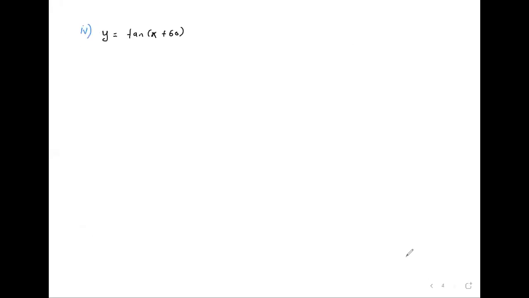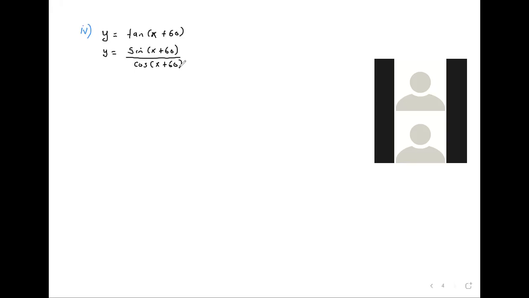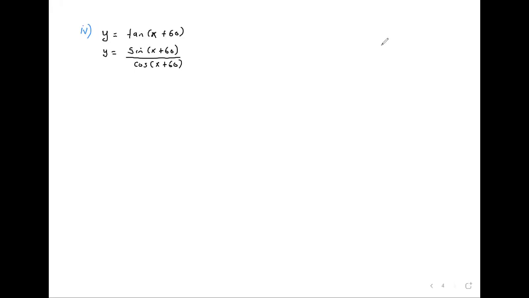So when you are sketching tan, we must understand that this can be written as sine x plus 60 over cos x plus 60. If you don't understand angles very well, you can also approach it from this direction where you'll be dealing with sine and cos. If you understand angles very well, you go straight to tan x plus 60. So now I want to sketch this. Now, one thing you must note is that the period of tan is not the same as the period of cos. The period of tan is just 180 over 1, giving us 180.